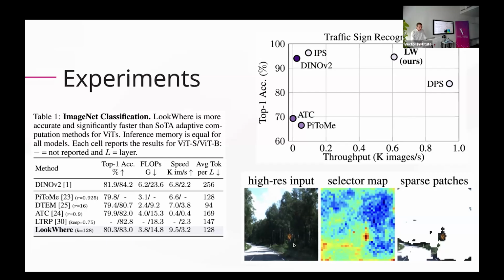And so we're going to downsample this image, give it to the selector. The selector outputs this map, which is essentially where to compute or where to zoom into. It's going to say, okay, some parts of the road, the sign right here, those are interesting, but the background, the trees aren't really that interesting. So don't worry about that. And then these patches are selected, and we give these patches to the extractor, which then makes the prediction. And so our model LookWhere performs just as well as DynaV2, which receives the full input, but it's way, way faster.